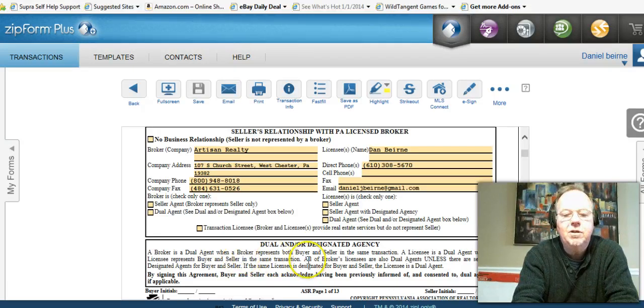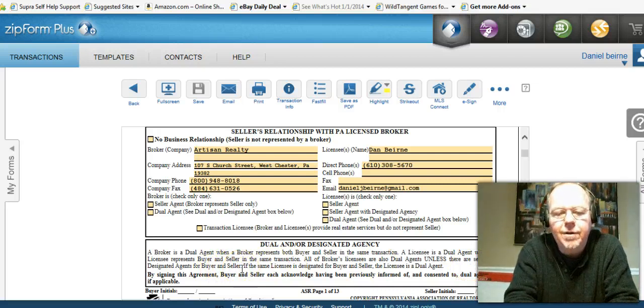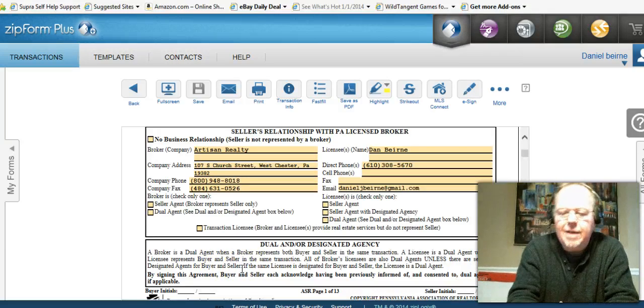Right here is a great definition of a dual agent, a broker, a dual agent. When a broker represents buyer and seller in the same transaction, the agents can become dual agents. All brokers, licensees, and dual agents, unless there are separate designated agents for buyers and sellers. That goes on and on and on. I'm sorry, lots of legal aspects of it.